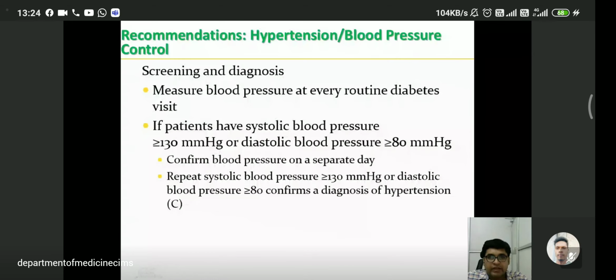Another important thing is, what if the patient has hypertension along with the diabetes? Whether or not the patient has hypertension, the routine blood pressure should be checked at every visit. Measure blood pressure at every routine diabetes visit. If the patient has systolic pressure more than 130 and diastolic more than 80, then confirm it on a separate day. You have to confirm whether hypertension is present or not, and accordingly start the treatment.